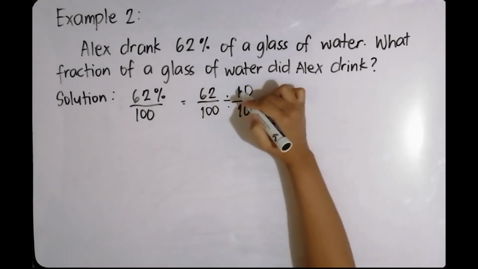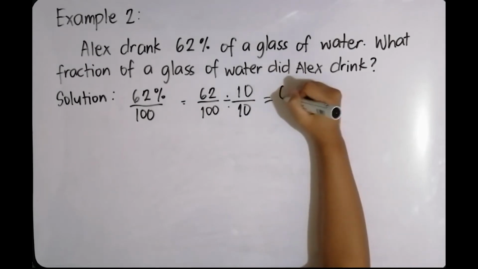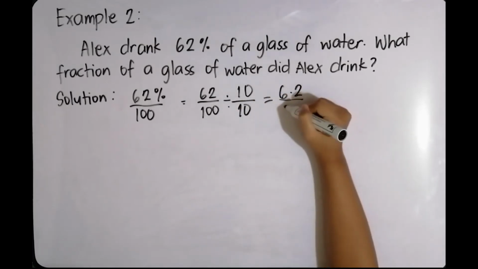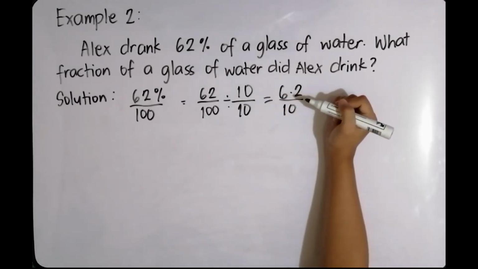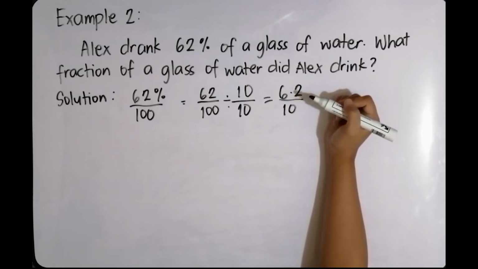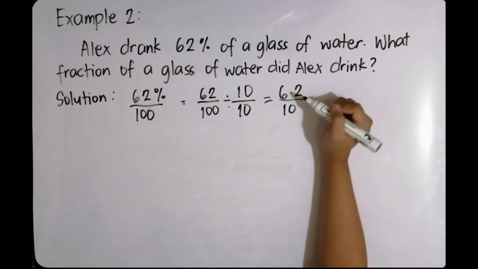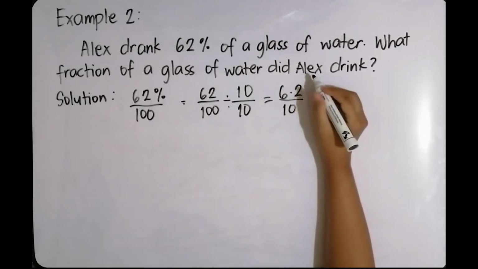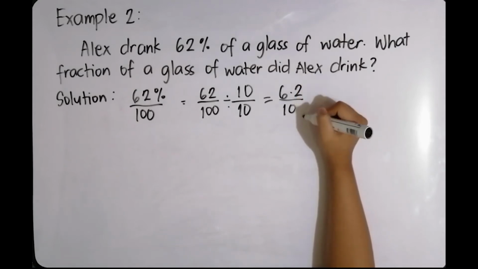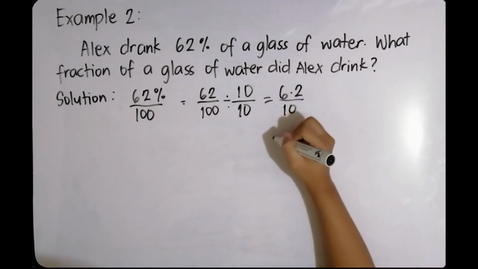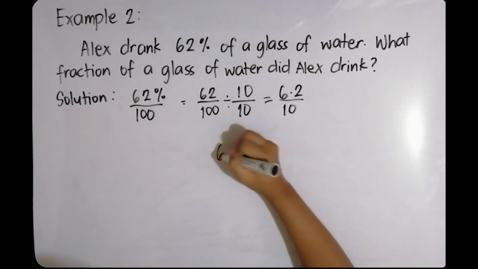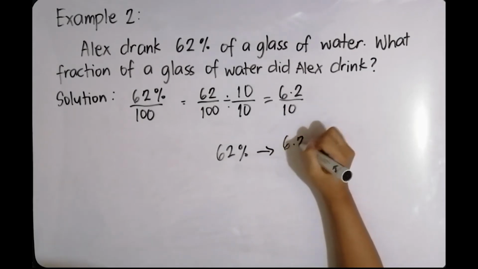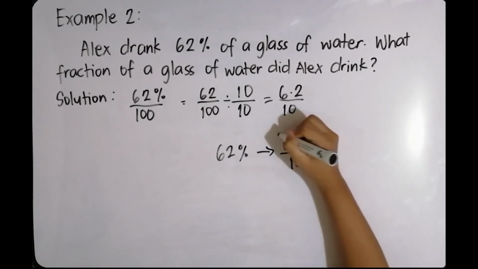So 62 divided by 10, we have 6.2. 100 divided by 10, we have 10. So dividing both the numerator and denominator by 10, we have the fraction 6.2 over 10. So our answer, when we convert 62% into a fraction, is 6.2 over 10.